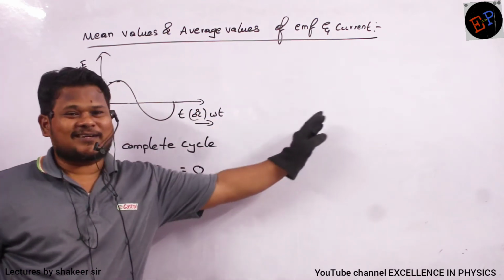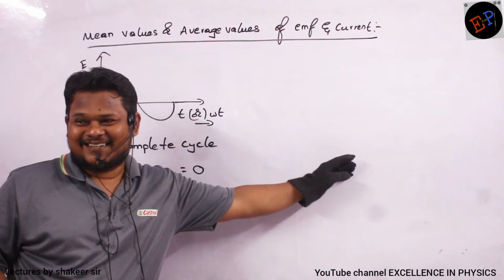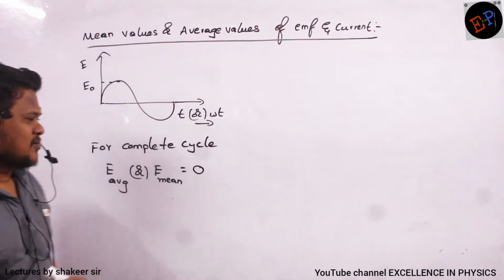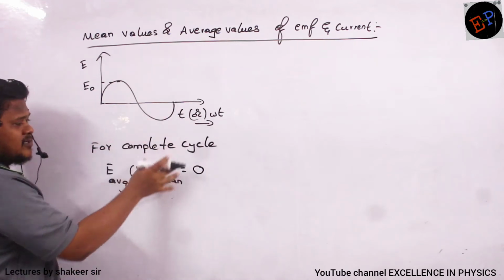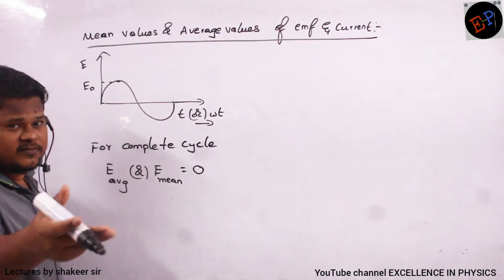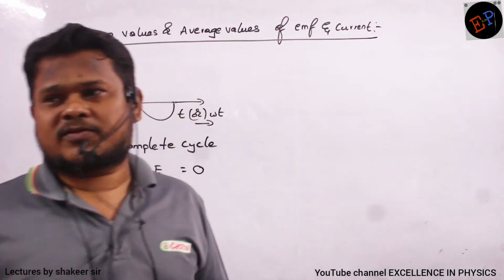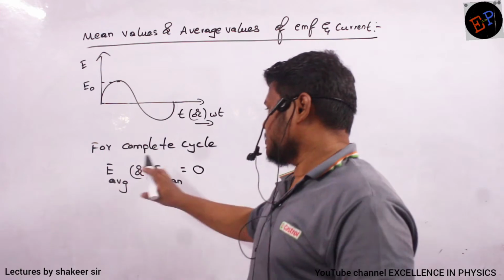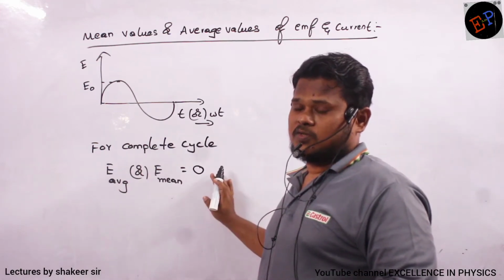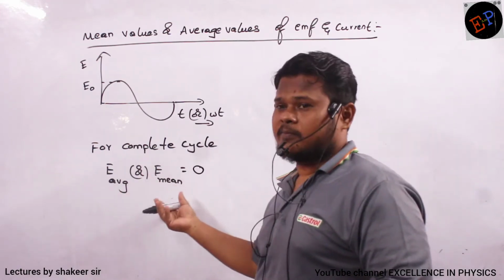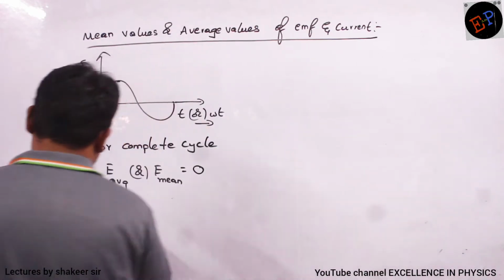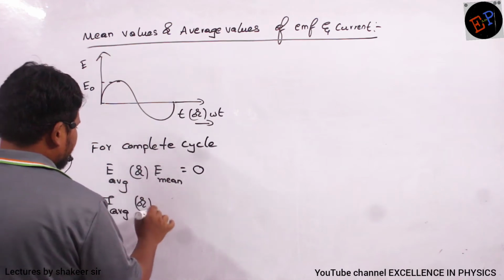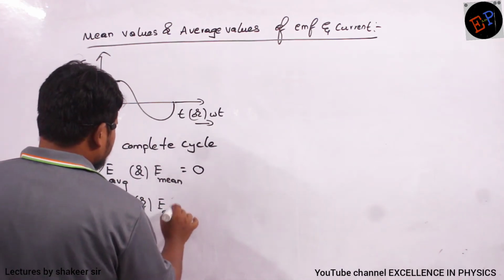So how many electrons are crossing in first half cycle? Same number of electrons are returning back also through the same cross section. So for the complete cycle, average value indicates the amount of charge which is passing. Average value indicates what? Amount of charge which is crossing through a cross section. So for one complete cycle, it will become 0. So I average, or I mean, will also become 0. So I average, current as well as E average, will also become 0.